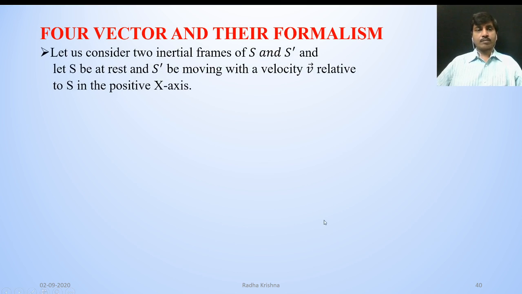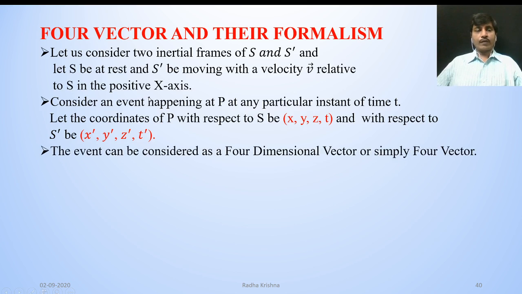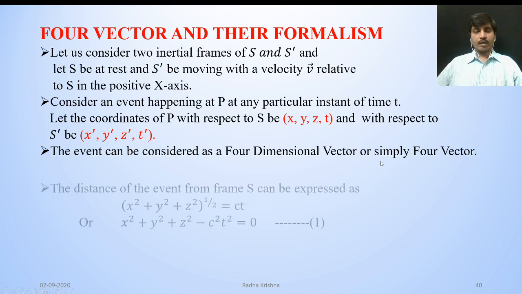That can be explained as, let us consider 2 inertial frames S and S dash, and let S be at rest and S dash be moving with the velocity v bar relative to S in the positive x-axis. Consider an event happening at P at any particular instant of time t. Let the coordinates of the event P with respect to S be x, y, z, t, and with respect to S dash be x dash, y dash, z dash, t dash. The event can be considered as a 4-dimensional vector or simply 4 vector.